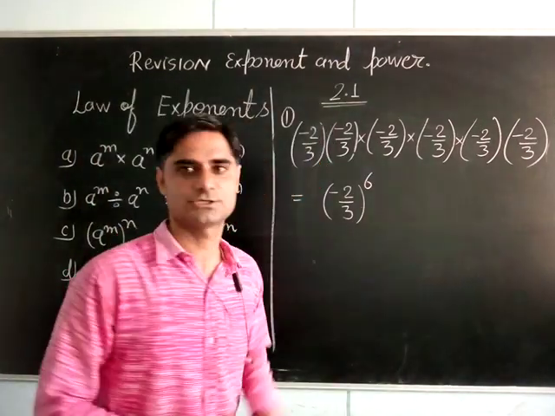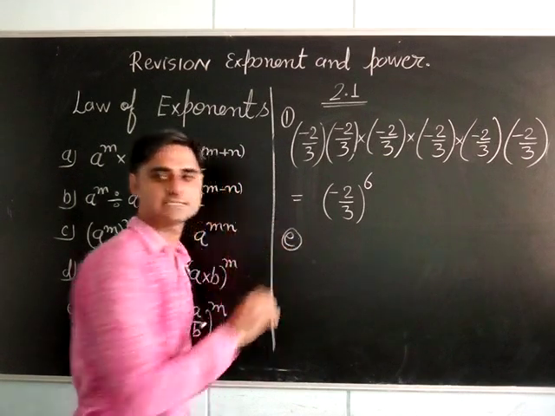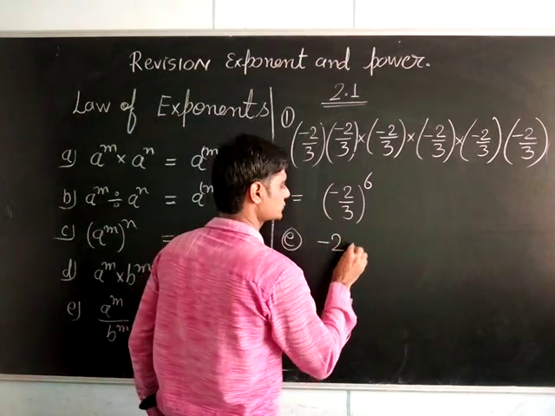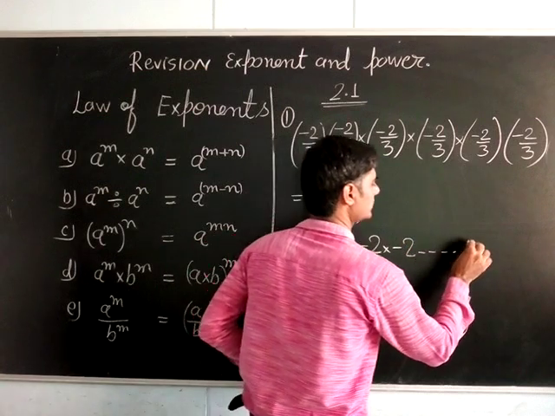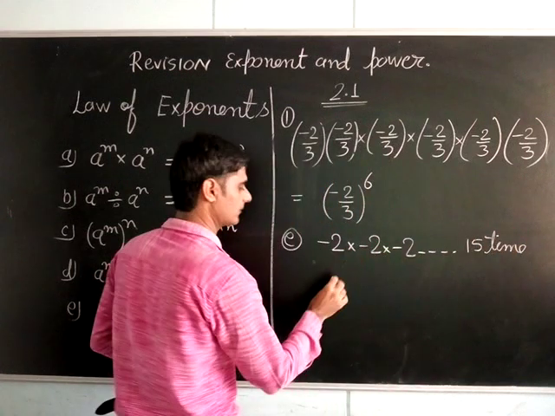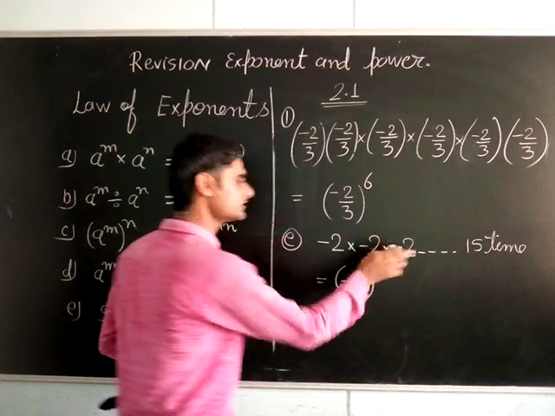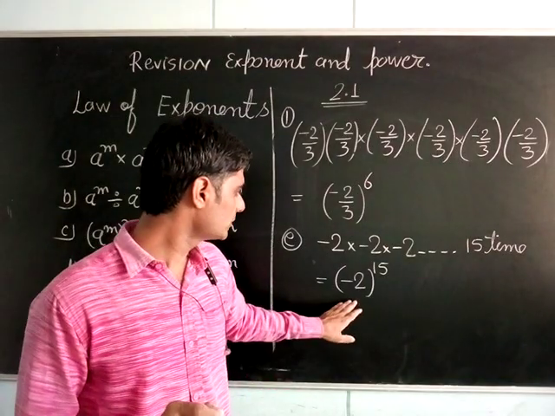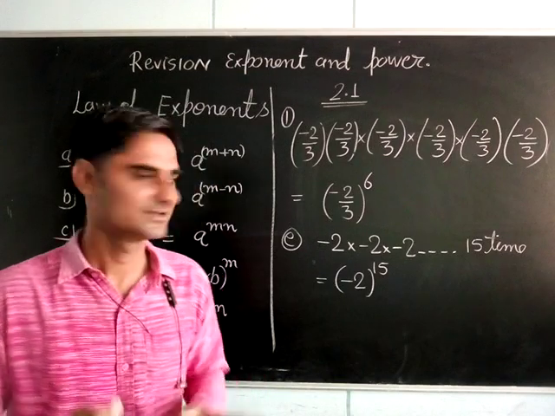This is called exponential form. One more question, the last of the same I am taking, that is E. And E is minus 2, 15 times. It is written here: minus 2, minus 2, minus 2, and dot dot dot. This is 15 times. Right? 15 times means this will be equal to minus 2 whole power 15, because this is given 15 times. So we will take minus 2 power 15. Okay, are you getting or not?